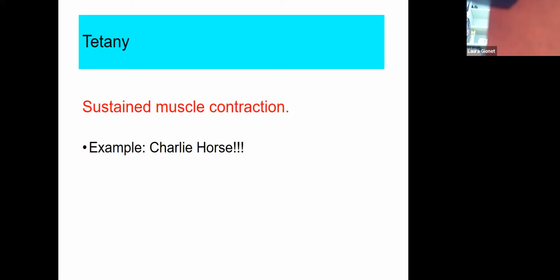Tetany is sustained muscle contraction. If you've ever had a Charlie horse, that's when your gastrocnemius and soleus contracts and doesn't let go, right? That's an example of it. But sustained contraction can also be because you're lifting something heavy, like bags of groceries, taking it from the car to the house, let's say, right? So you want the muscle to stay contracted.